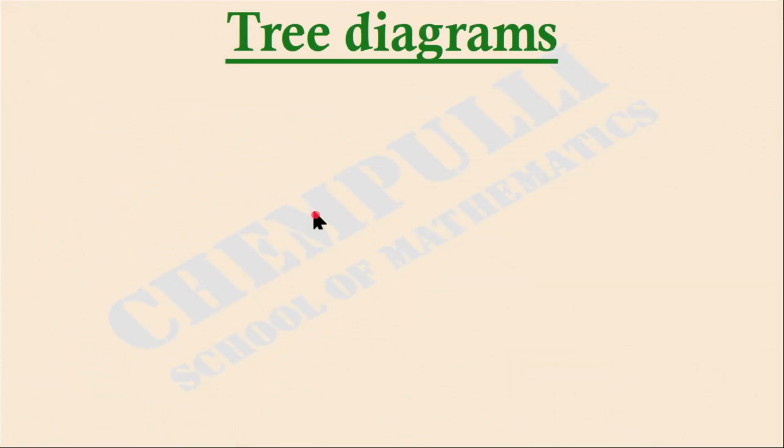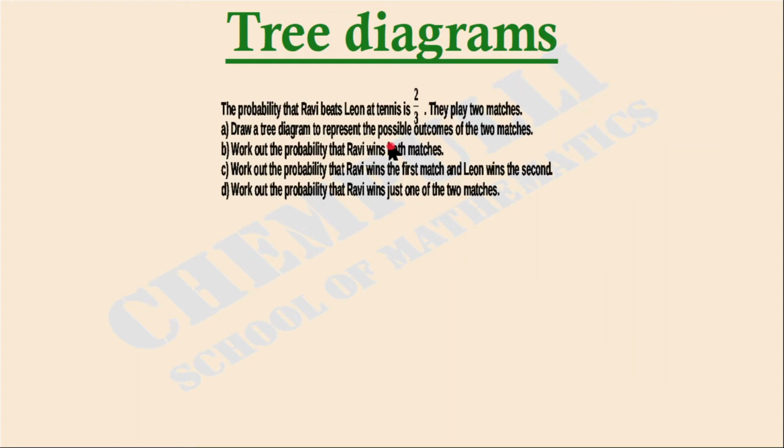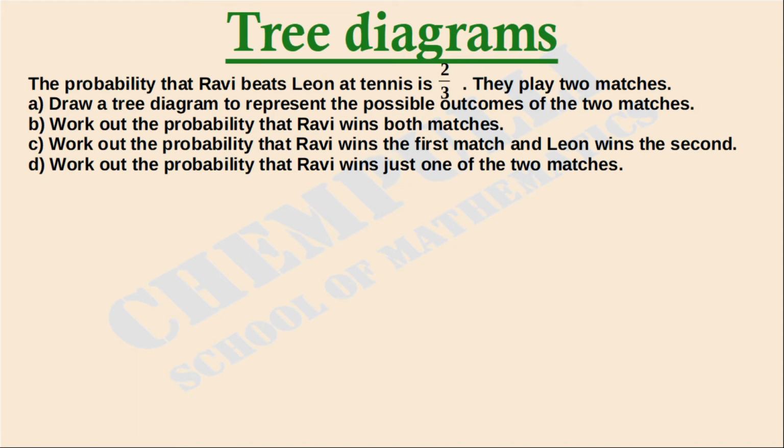Here we are going to learn how to draw tree diagrams. A tree diagram is a clear way of showing all the possible outcomes of combined events. Here one question is there. The probability that Ravi beats Leon at tennis is 2/3.